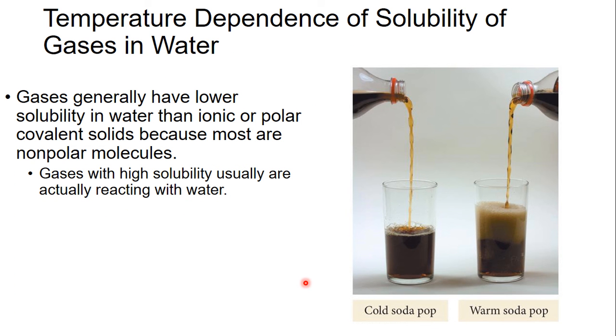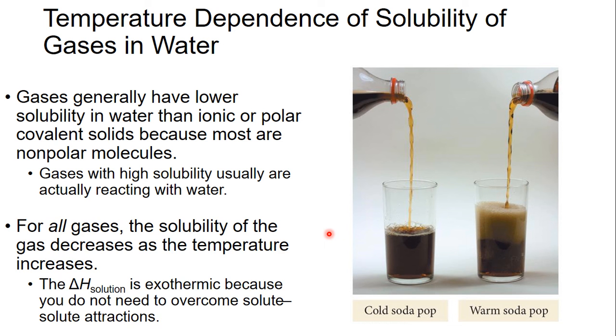And let's talk about solubility of gases now. Gases have lower solubility in water than solids. That's because gases, for the most part, are non-polar, and water is polar, so gases generally don't dissolve in water all that much. For gases, though, solubility decreases as temperature increases. So gases are actually more soluble at low temperatures. That's because delta H solution is exothermic here.